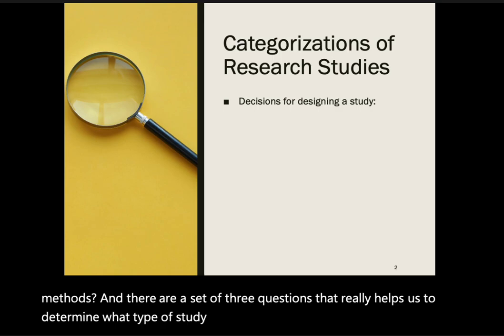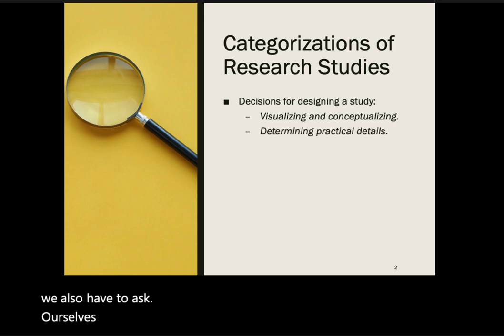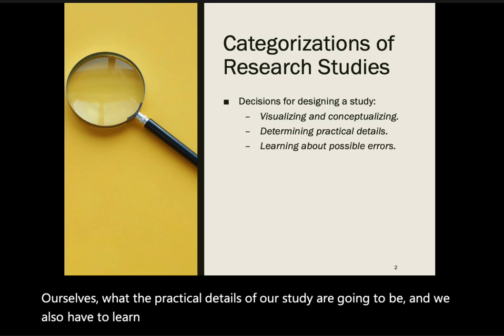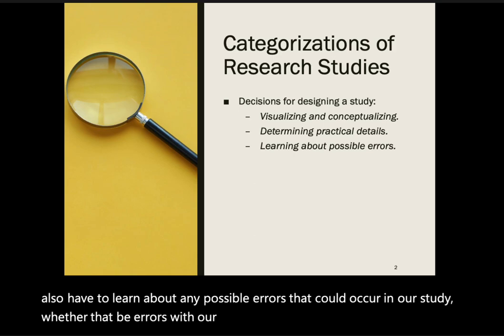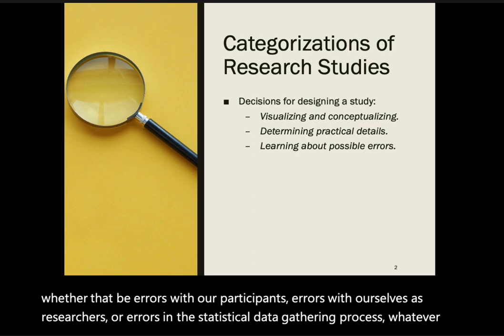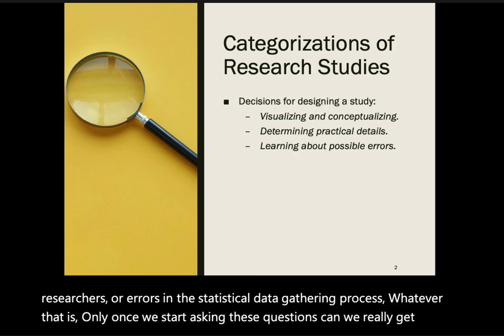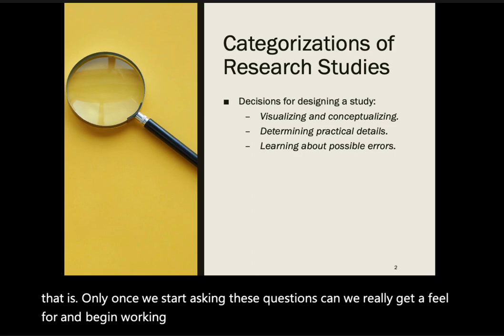of study we're designing. The first of those is when we ask ourselves if we are trying to visualize or conceptualize the study. We also have to ask ourselves what the practical details of our study are going to be. And we also have to learn about any possible errors that could occur in our study, whether that be errors with our participants, errors with ourselves as researchers, or errors in the statistical data gathering process, whatever that is. Only once we start asking these questions can we really get a feel for and begin working in our study.